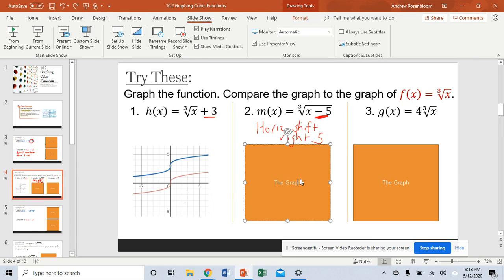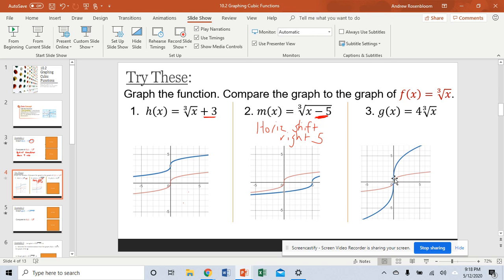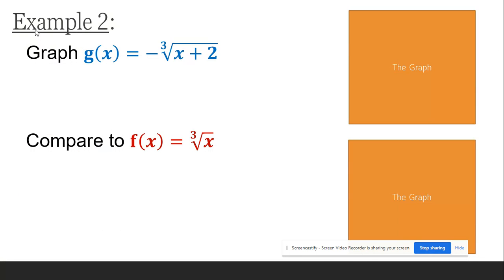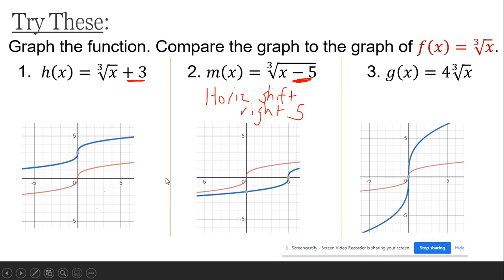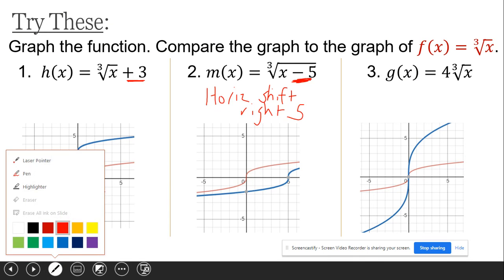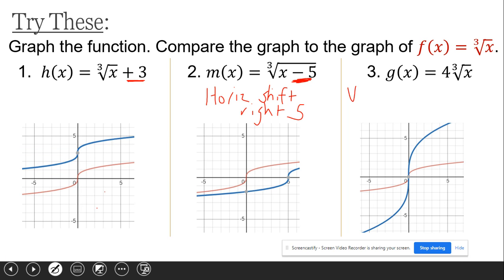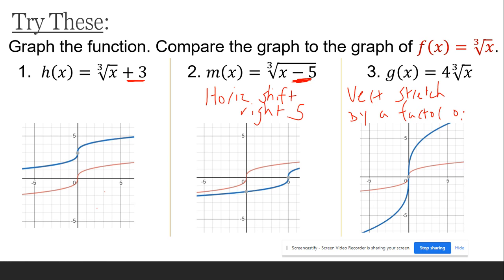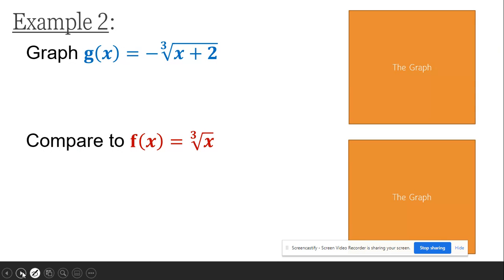And here are the graphs. There's our horizontal shift, and there's our vertical stretch by a factor of 4. So let's write that in. And it's a stretch because we've kind of expanded. All right? And again, we've seen on Desmos how you can go about graphing them. Let's keep going here, okay?